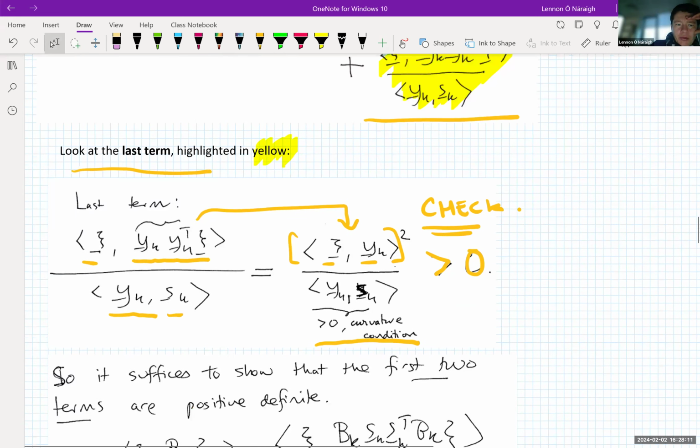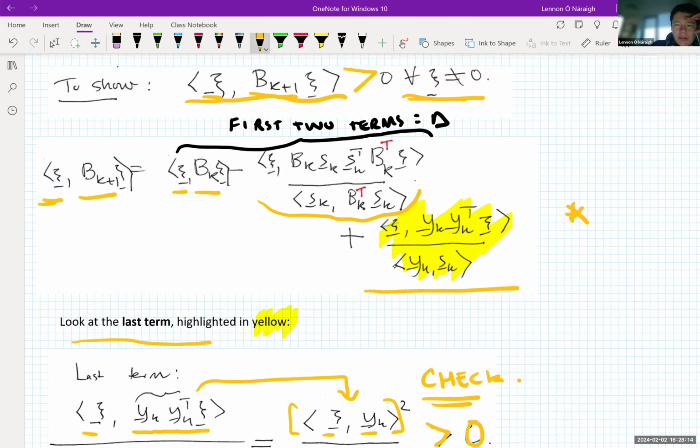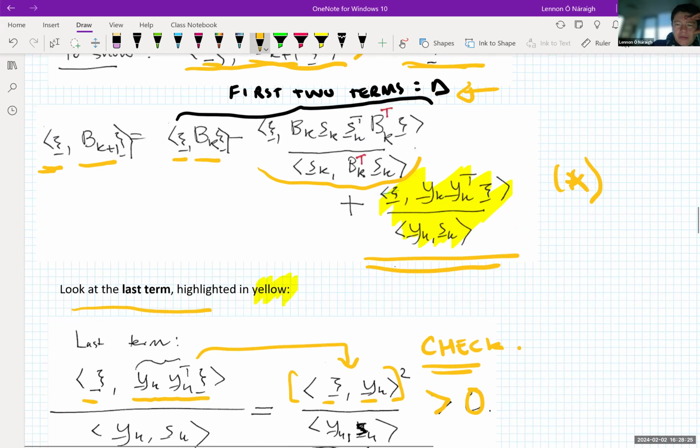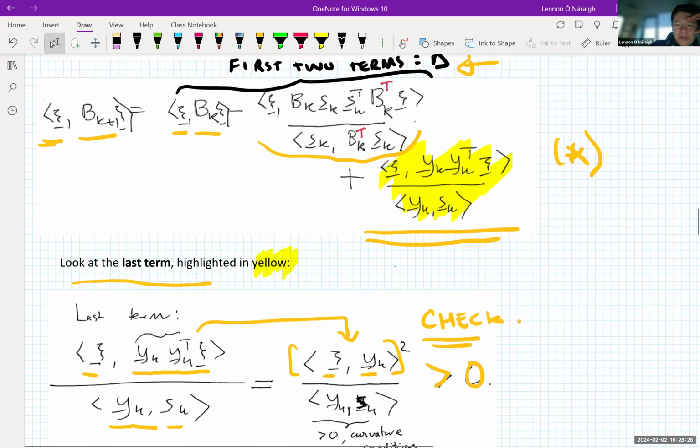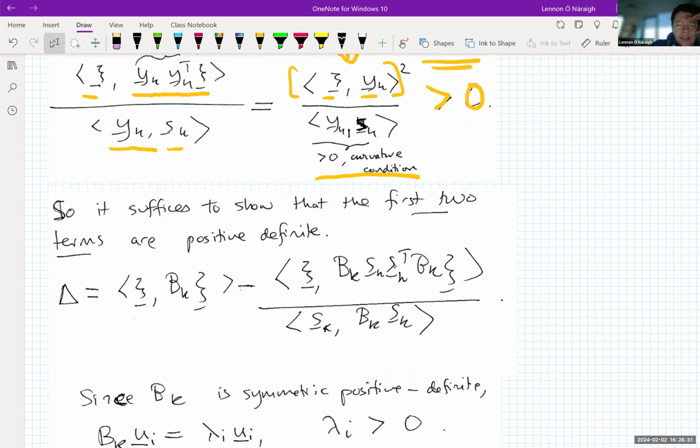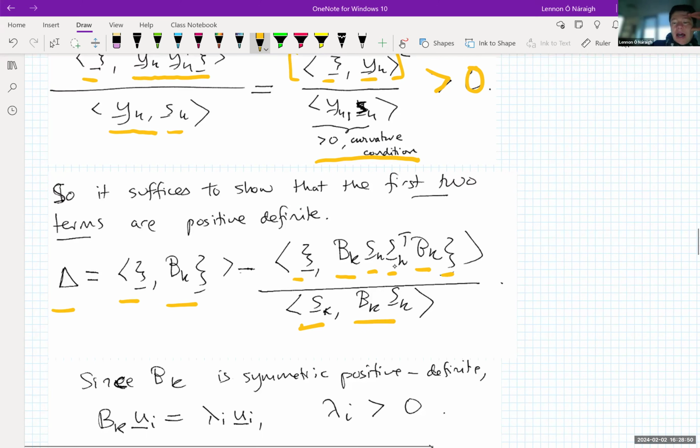So going back to our expression for B_{k+1}, the term highlighted in yellow is positive definite. So it remains to show that the first two terms are positive definite. For the work that we have to do, I call the first two terms delta. So we need to show that delta, which is the scalar product of xi with B_k times xi, minus the scalar product of xi with B_k s_k transpose B_k xi, divided by the scalar product of s_k with B_k s_k, is positive. And we're doing a proof by induction.